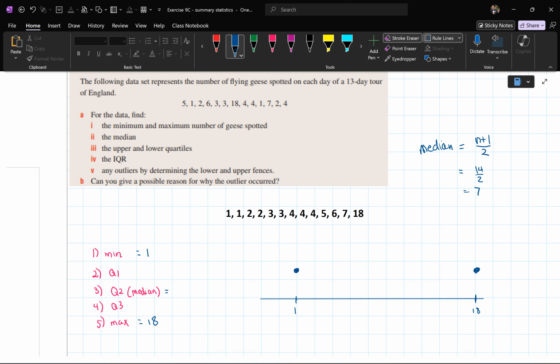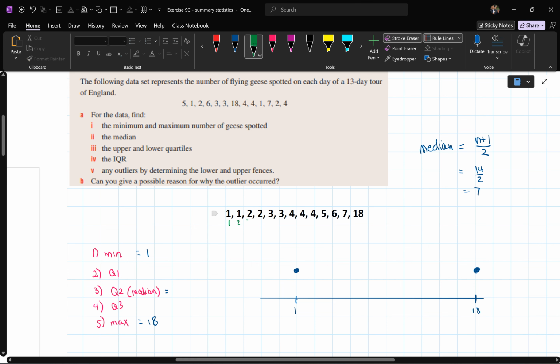So if I order it here, you can see this is number 1, number 2, number 3, 4th position, 5th, 6th, 7th, 8th, 9th, 10, 11, 12, and then 13th position. They're telling me the 7th position is where the median is. So this must be the middle. So the median must be 4.